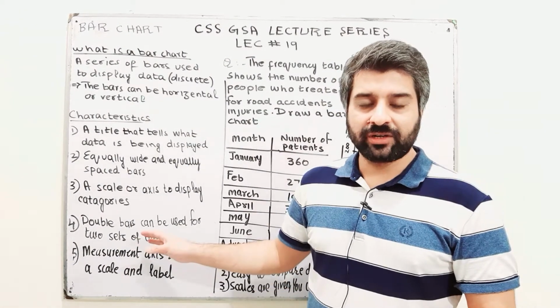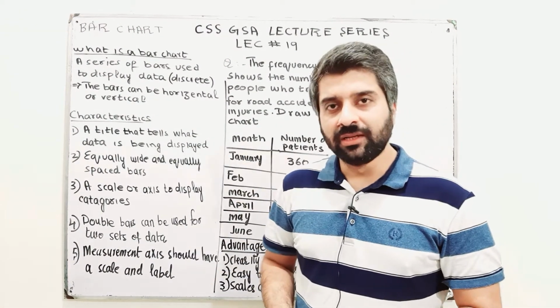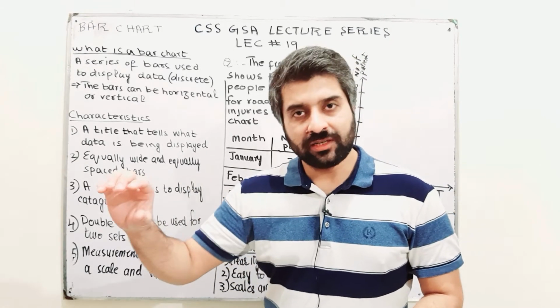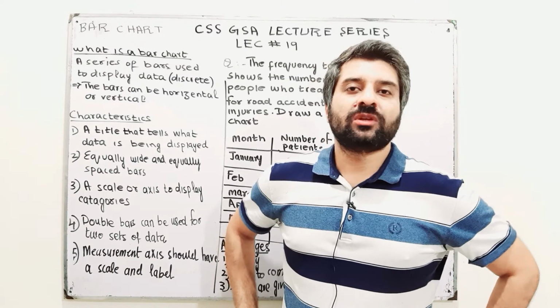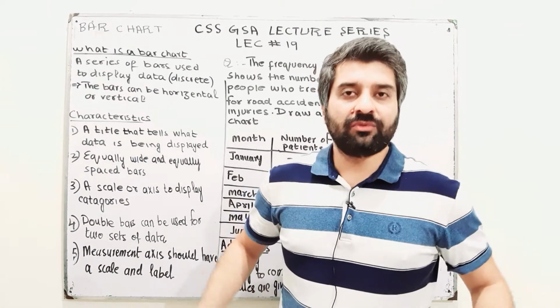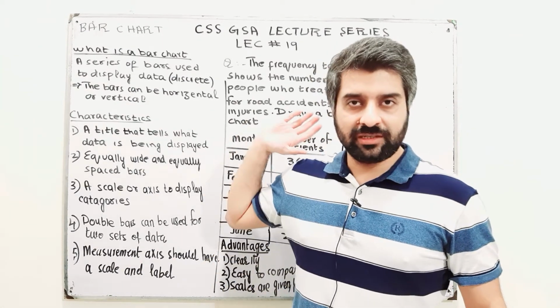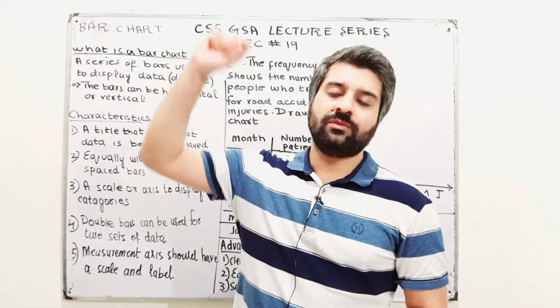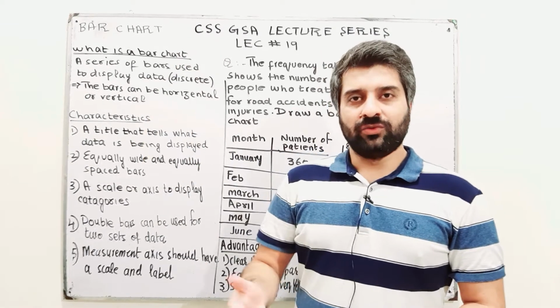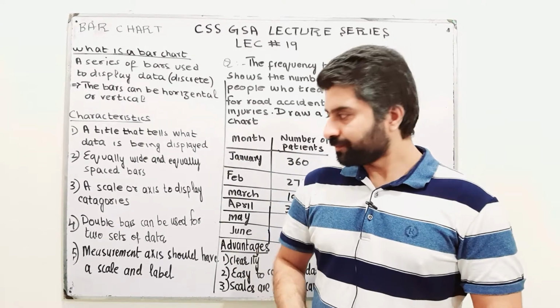A scale or axis to display categories. Yes, I will elaborate this point with the help of our example. So we have a horizontal scale and a vertical scale. On the horizontal scale, we represent categories, different categories. I will explain in the problem what is meant by category. And on the vertical scale, we represent values, frequency.